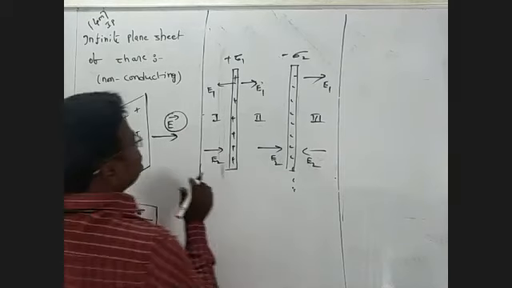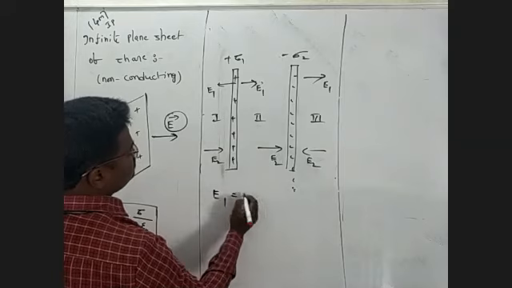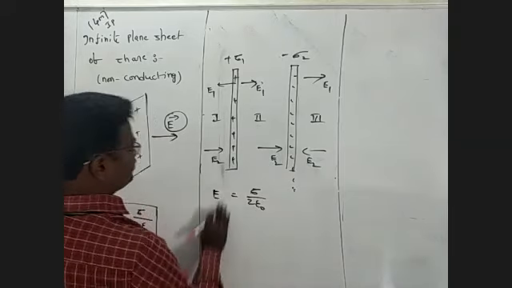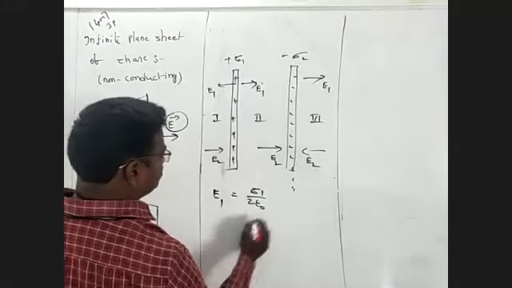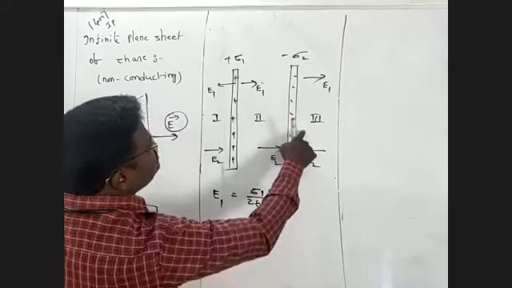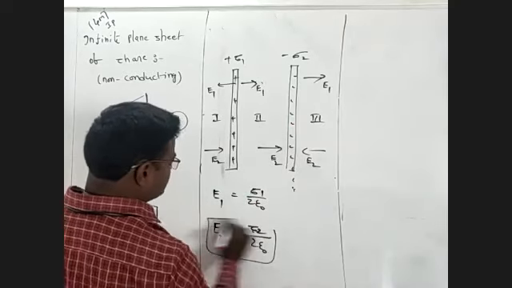Okay, this is the direction of E1. E1 is equal to sigma 1 by 2 epsilon naught. This belongs to the negative charge. This is E2 and sigma 2. These are the formulas we are using.